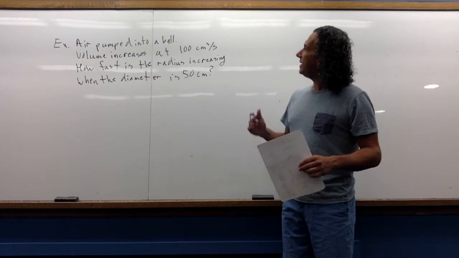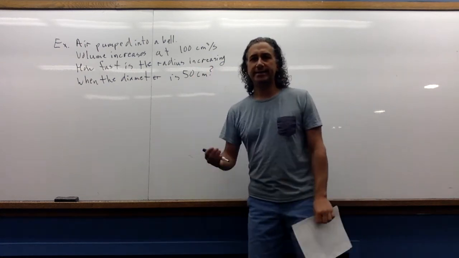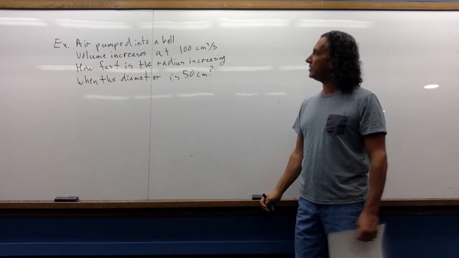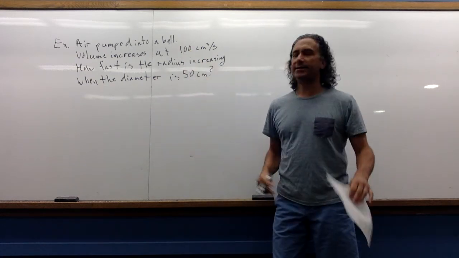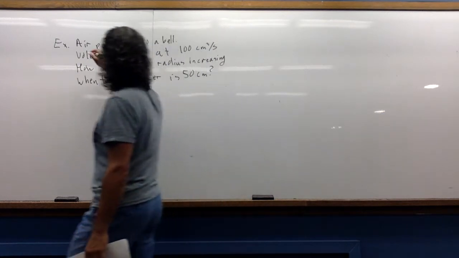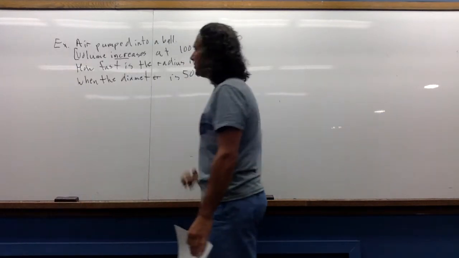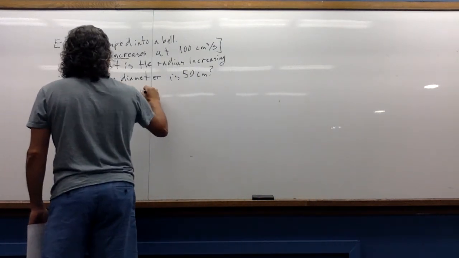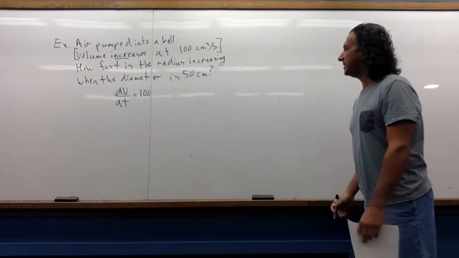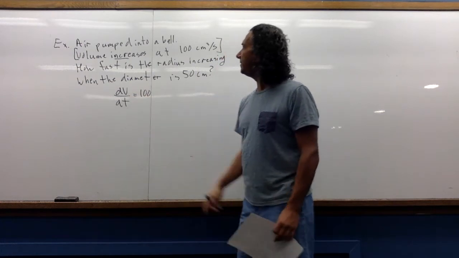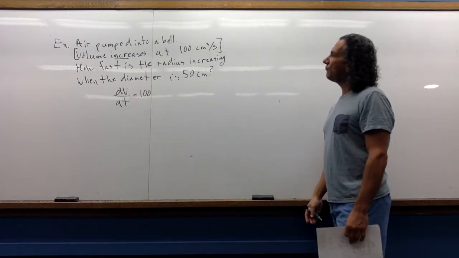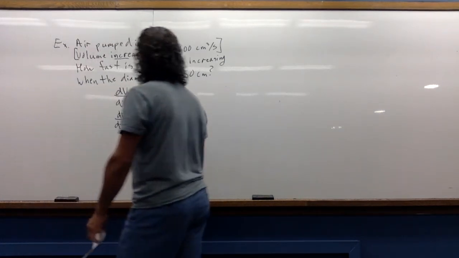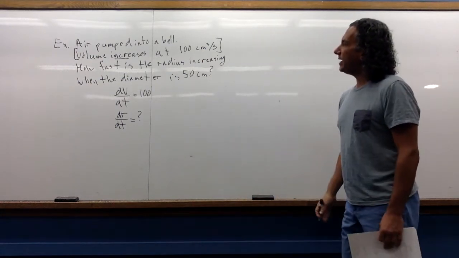Well, let's write down what information we have. Let's mathematize this question, converting it into some sort of symbolic notation, and finally an equation. So air is pumped into a ball. I could care less that it's a ball. The volume increases at this rate. So notationally, we could express this as dV/dt is equal to 100. I'm using Leibniz notation here because it helps me see what's going on very explicitly. How fast is the radius increasing? So I'm looking for dr/dt. I don't know what that is. When the diameter is 50 centimeters.